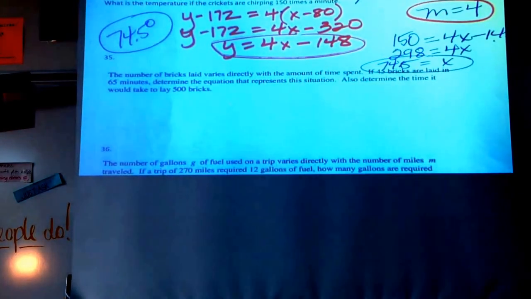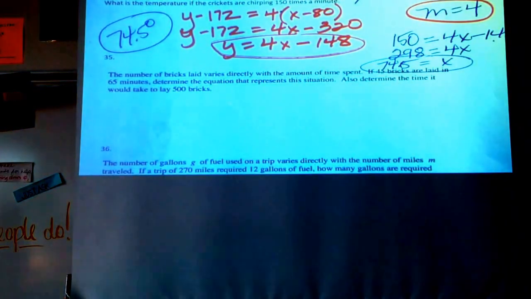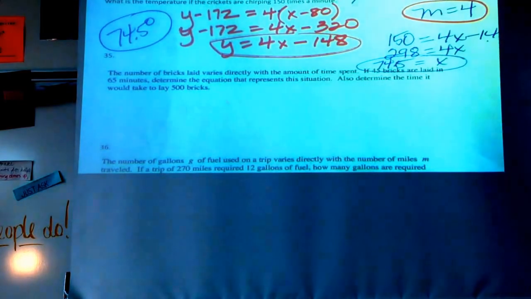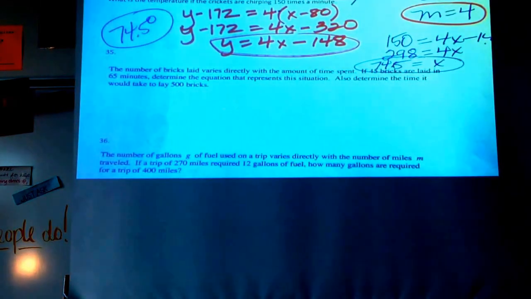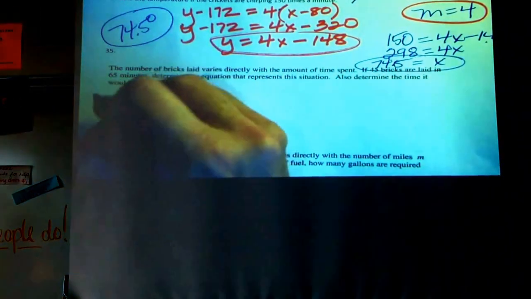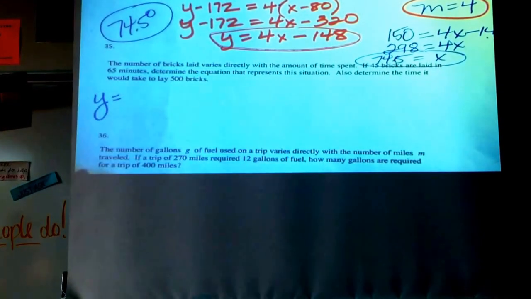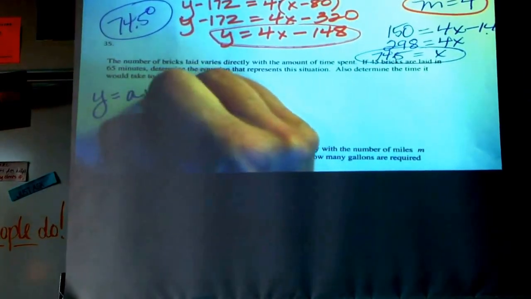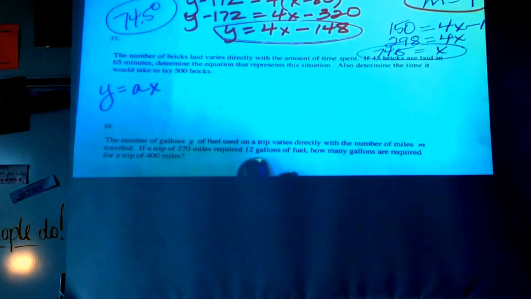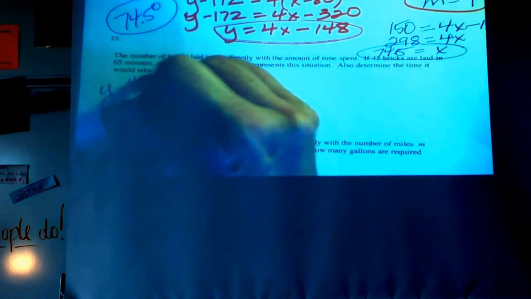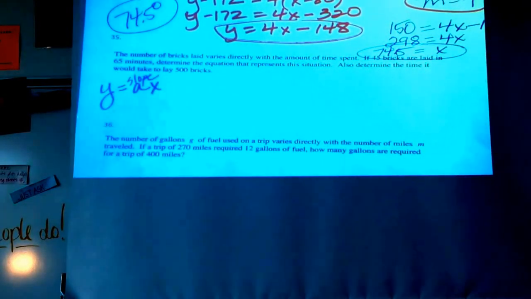Number 35. Direct variation. Let me throw a quick little reminder about direct variation in here. Now, in direct variation, I don't want you guys to be real confused about this. This is y equals ax. Now, a is slope. A is slope. This is just a fancy setup for when our y-intercept is 0.